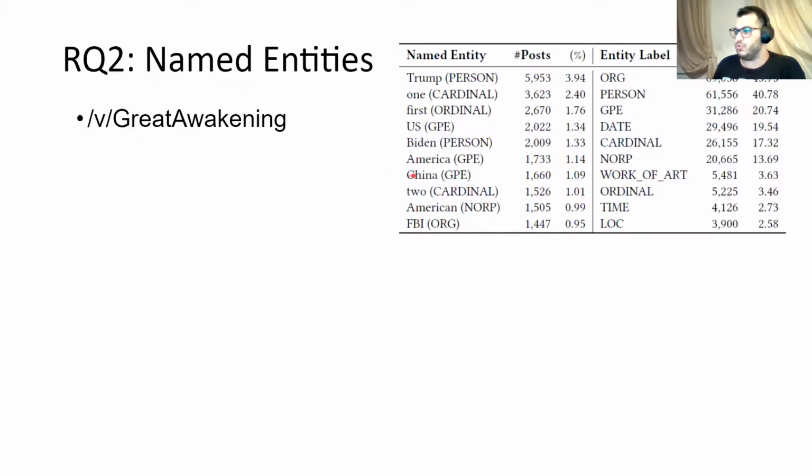This might be due to COVID here, American, and interestingly, FBI. Now, this is an indication that indeed people discuss organizations, since it also comes as the first, the most popular entity label. They discuss people, locations, and nationalities.